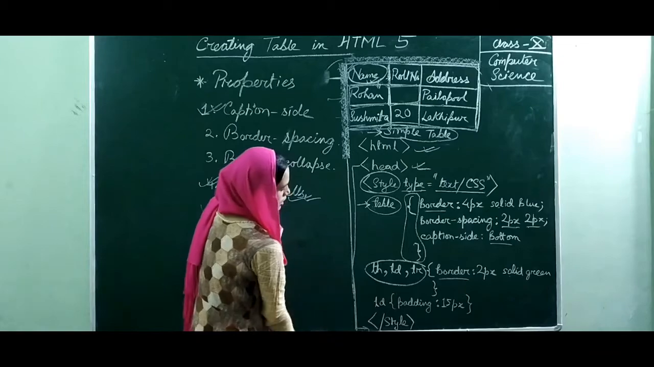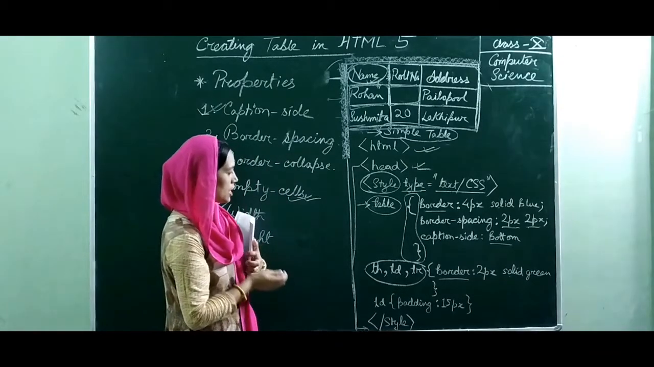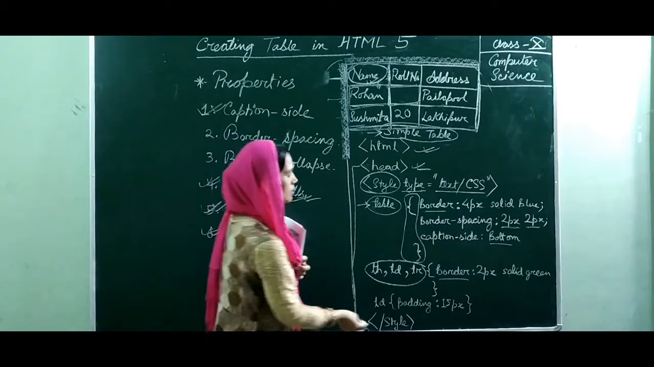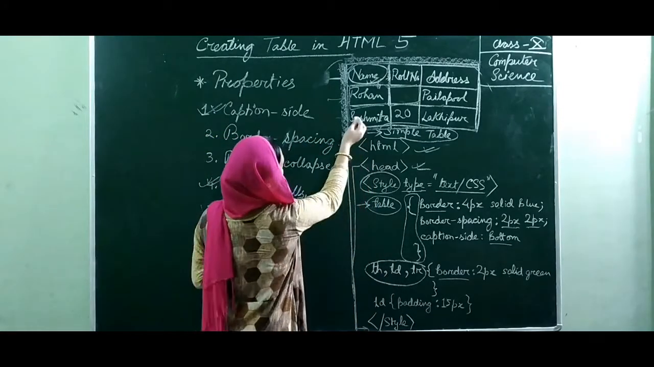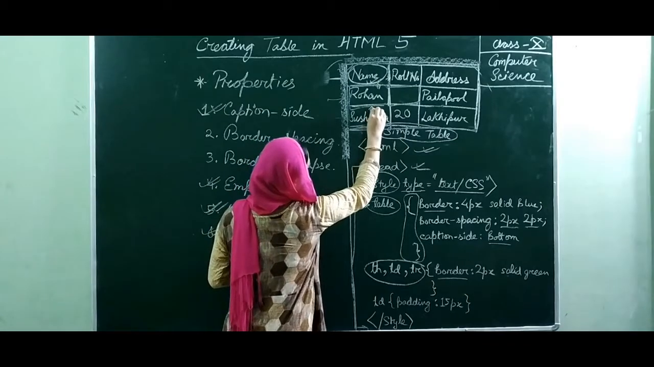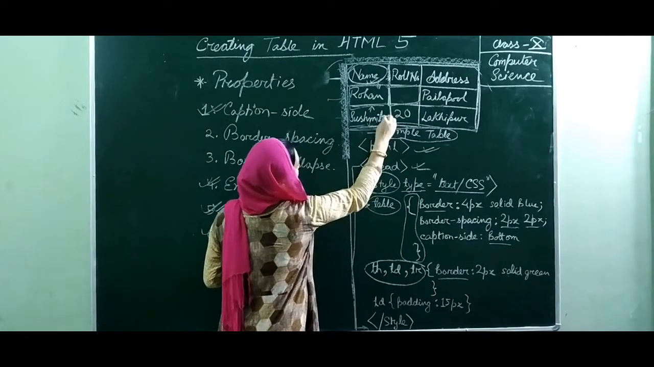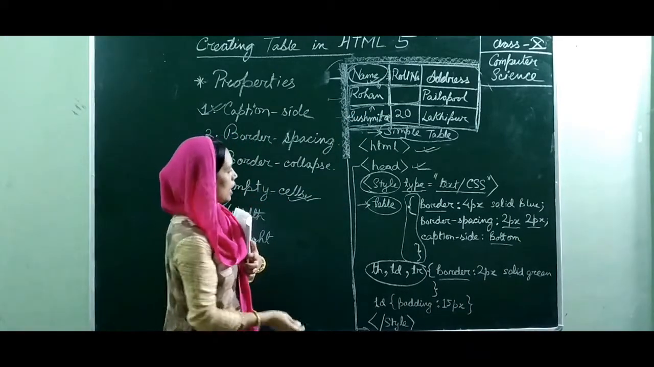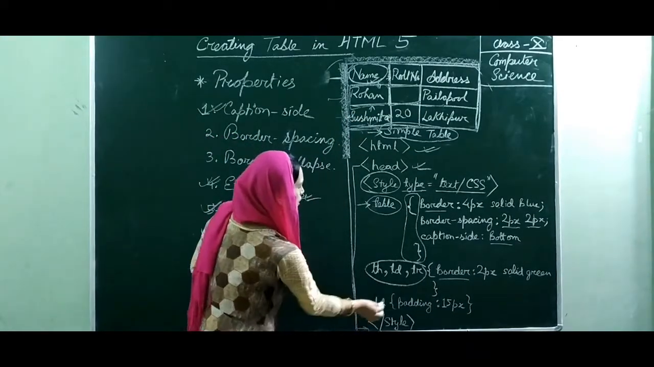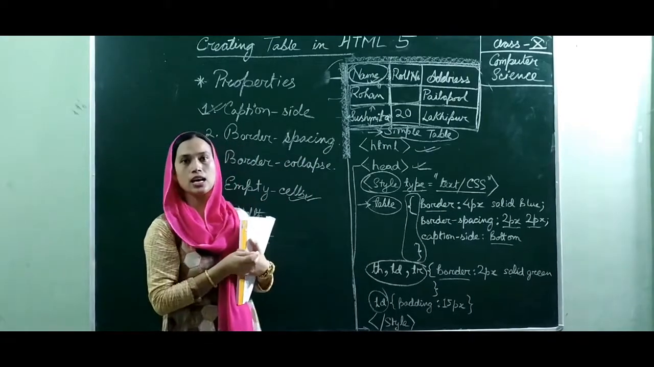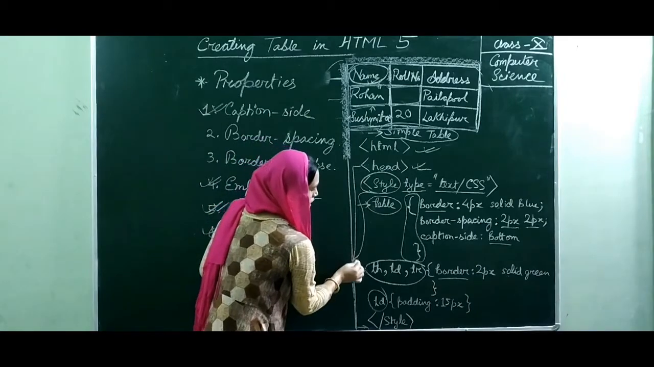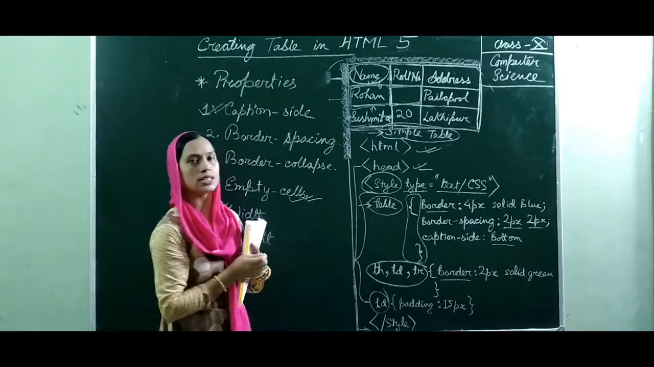Next, TD. This TD is only for the table data, and inside this we have the padding property, which is 15 px. The padding property is the space between the data and the border, and we apply this property only with the TD. And last, when you complete the whole style of this table, then you close the style tag.